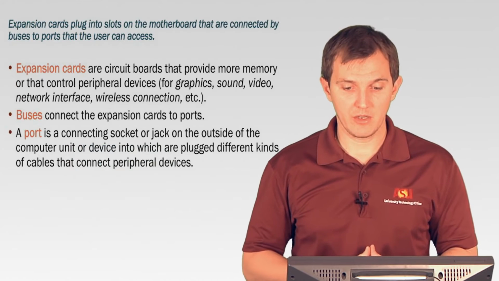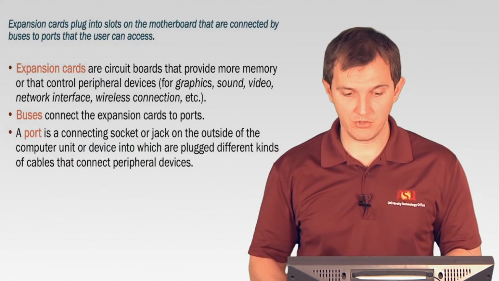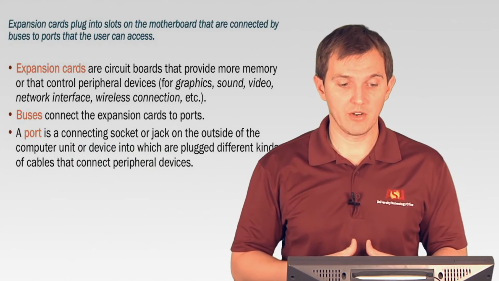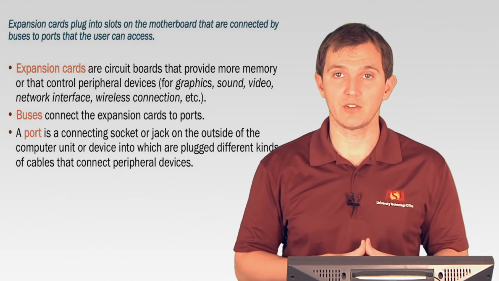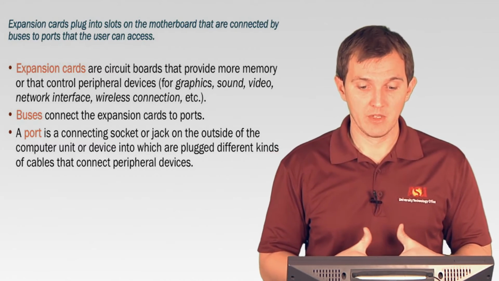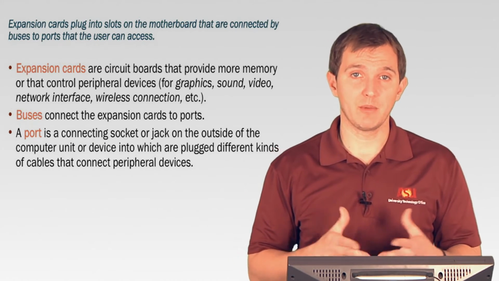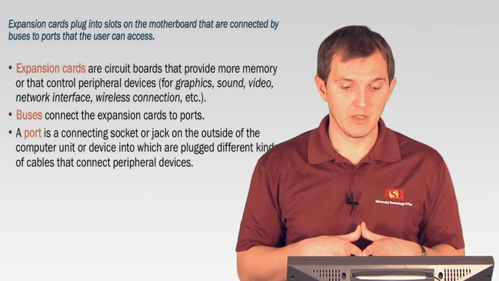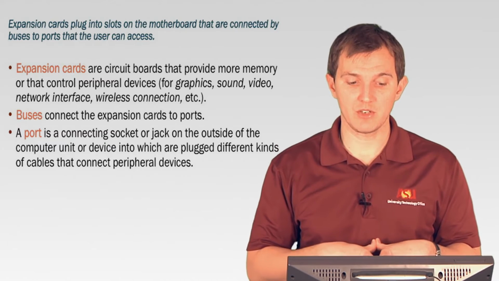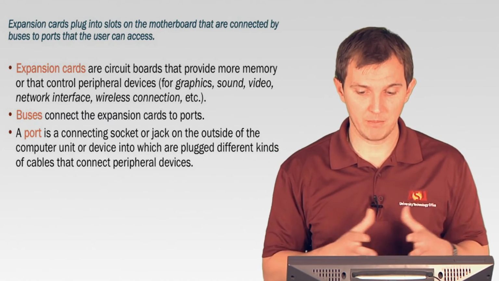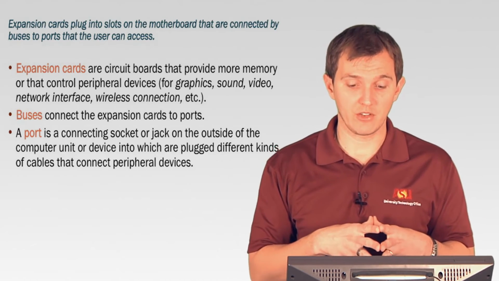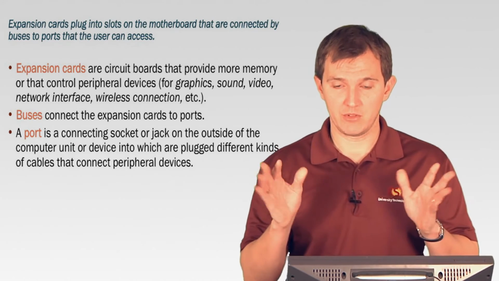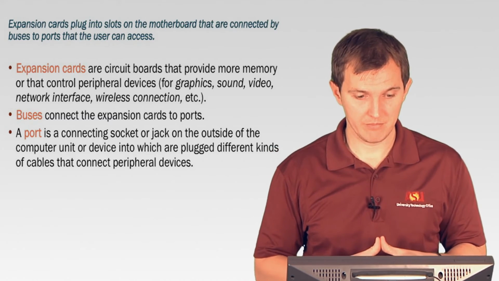Okay guys, we're getting there. Expansion cards, bus lines, and ports. Expansion cards plug into slots on the motherboard that are connected by buses to ports that the user can access. Hopefully these terms are familiar to you now. The expansion cards that we've talked about, the network card and the video card, use those PCI Express slots. The buses connect the expansion cards to ports. We've already talked about what the buses are. And then a port is the connecting socket or jack on the outside, which you plug in that peripheral device to. Mouse, keyboard, whatever you have.